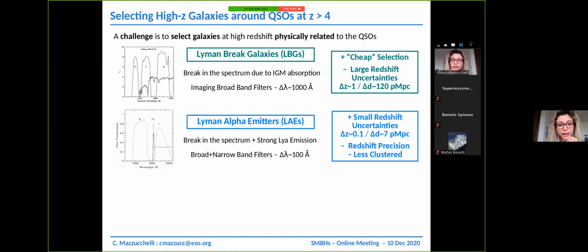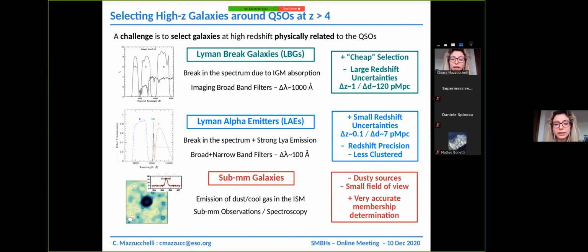Another way of selecting galaxies is by considering line emitters, for instance Lyman alpha emitters. In this case, you have both a break in the spectrum and a strong emission of the Lyman alpha line that you can detect with deep narrowband imaging, together with broadband observations. The positive side is that there is a small redshift uncertainty, a delta z of 0.1, let's say. On the negative side, you need a very precise redshift determination of the quasar itself to make sure that the redshift falls within the narrowband filter response, so you're not probing a physical region which is actually not around the quasar. On the other hand, it is also thought that these sources are less clustered with respect to Lyman-break galaxies.